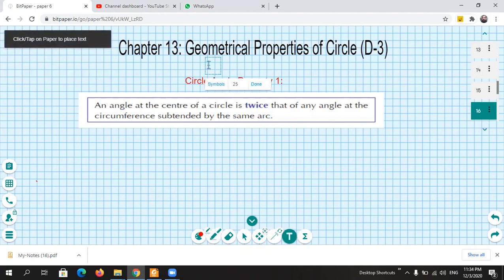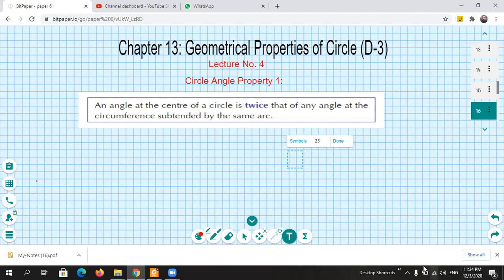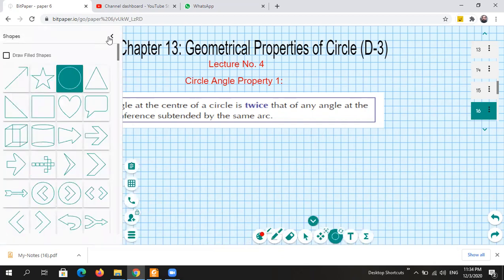I'm writing here lecture number 4. So we start this lecture with some properties of circle regarding their angles. So circle angle property number 1 states that an angle at the center of a circle is twice that of any at the circumference suspended by the same arc. So let me explain this with the help of some diagram.